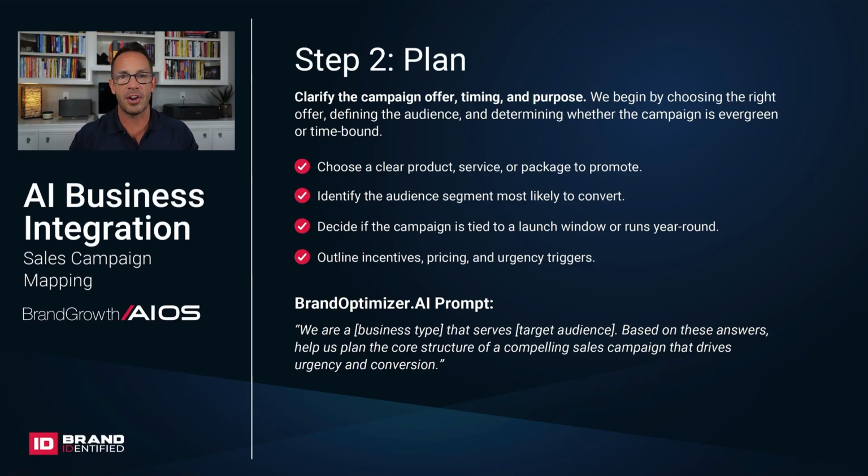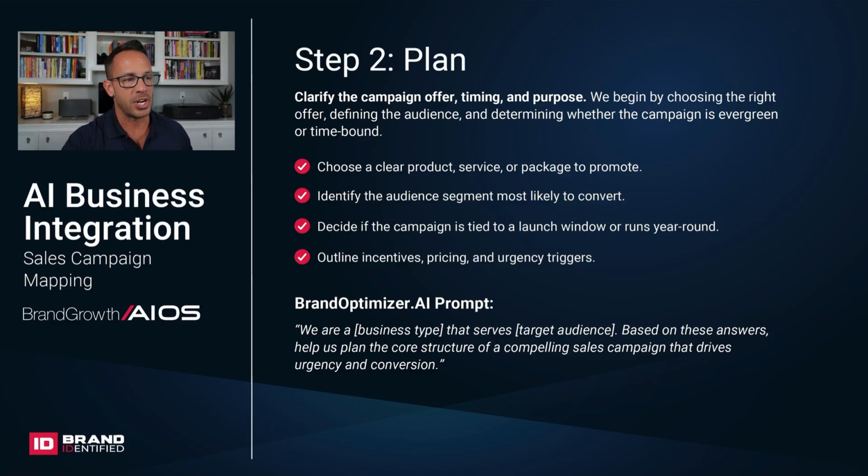Now with this step and all the other steps in the framework, I've given you an AI prompt to help you build out this strategy. More specifically, I've given you a BrandOptimizer.ai prompt. Brand Optimizer is a custom GPT that I've developed over at Brand Identified, built off of working with hundreds of clients over the past 25 years. So BrandOptimizer.ai is the only GPT that has access to that knowledge base. I want to make sure that you're taking this prompt and all upcoming prompts and adding them over into BrandOptimizer.ai and not just regular ChatGPT or any other large language model.